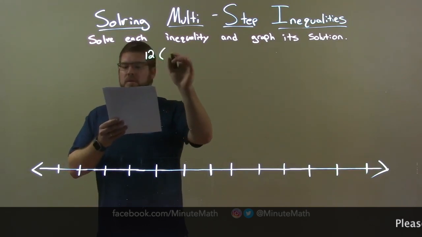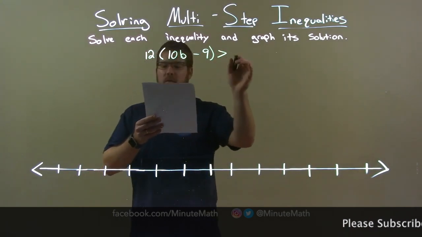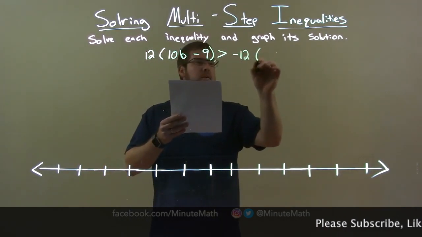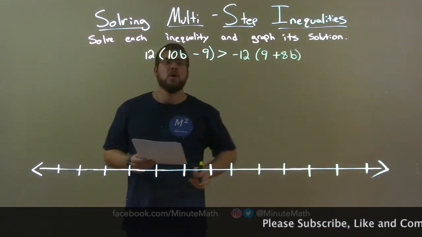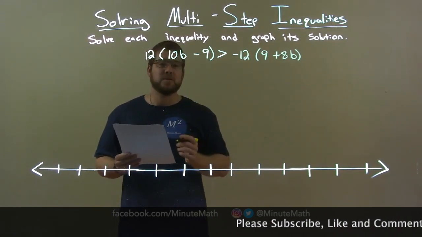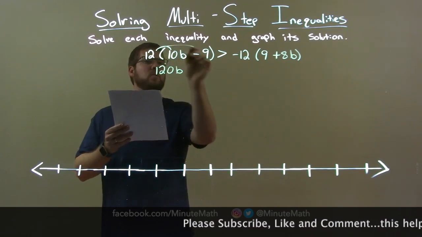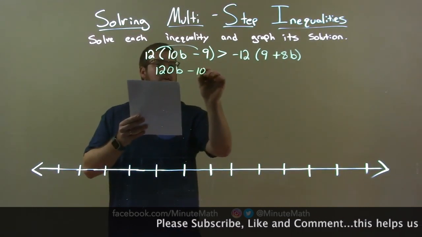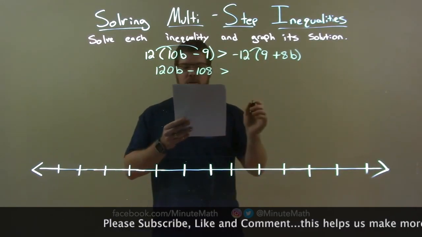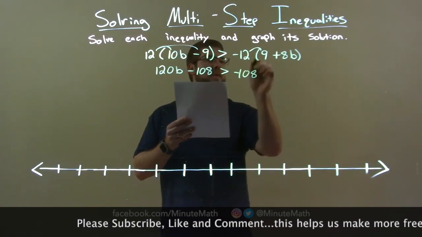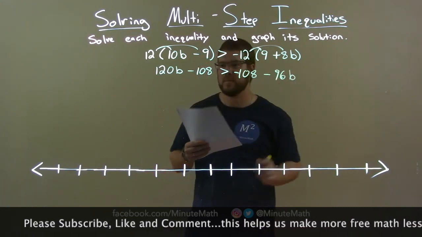12 times a 10b minus 9 is greater than a negative 12 times 9 plus 8b. Well, first thing I want to do is to distribute within each parentheses. 12 times 10b is 120b, and 12 times a minus 9 is a minus 108. It's still greater than, and now the right side. Negative 12 times 9 is a negative 108, and negative 12 times 8b is a negative 96b.